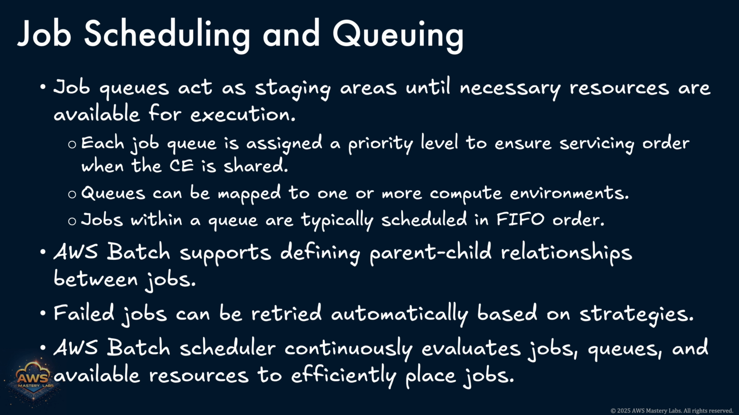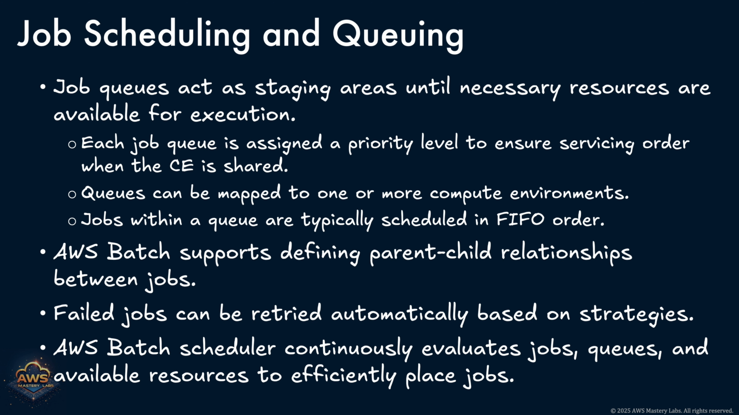When you submit a job in AWS Batch, it's placed into a job queue, a logical staging area where jobs wait until compute resources are available. These queues are decoupled from the compute environments, giving you the flexibility to associate multiple compute environments with one or more queues. Each queue is assigned a priority, which determines how jobs are serviced when multiple queues share the same compute environment. Higher priority queues will be scheduled first, enabling you to control which workloads take precedence in a multi-tenant or multi-stage pipeline. Within each queue, jobs are typically processed in a first-in, first-out fashion.